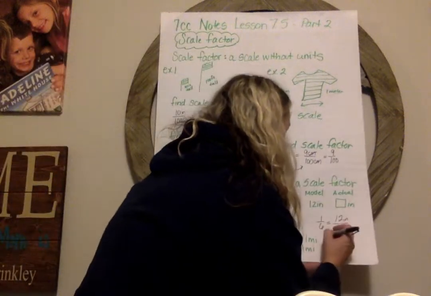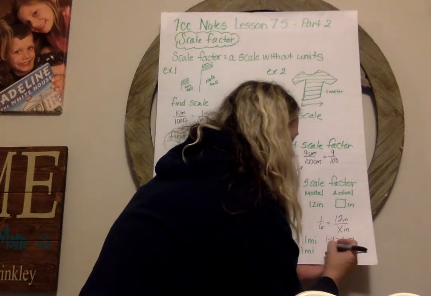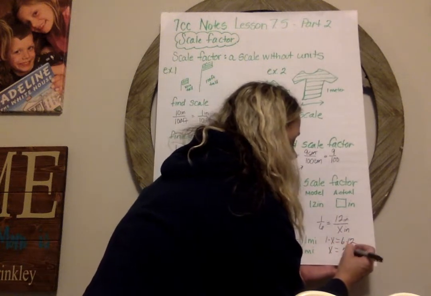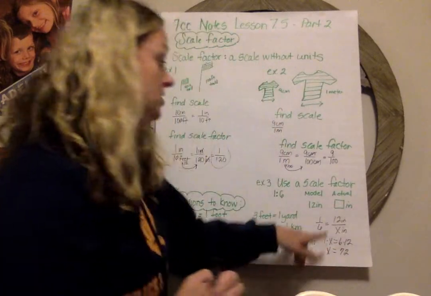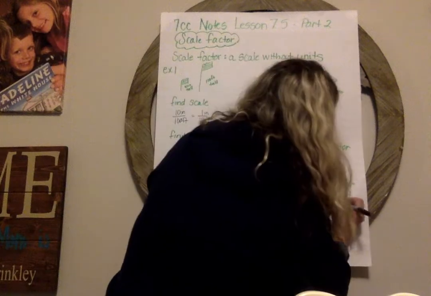I know that 1 times x is equal to 6 times 12. I know x is equal to 72. And this has to be inches because in the scale factor given, the units are the same. So it ends up being 72.